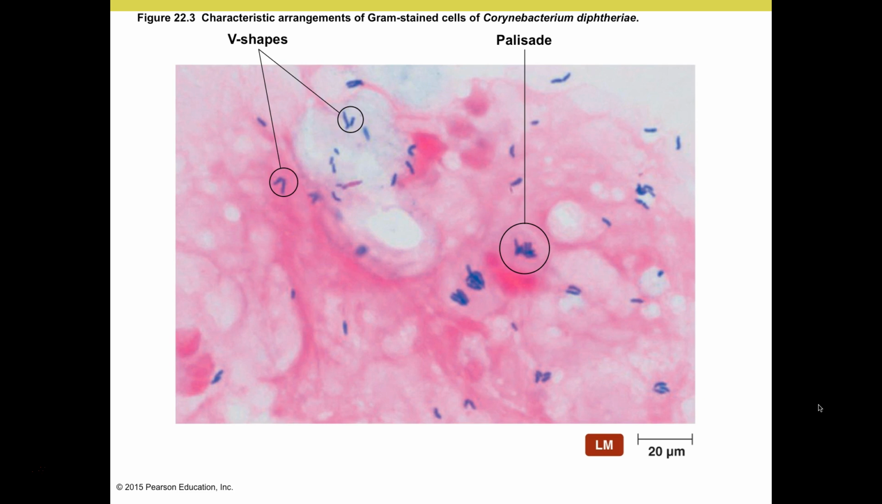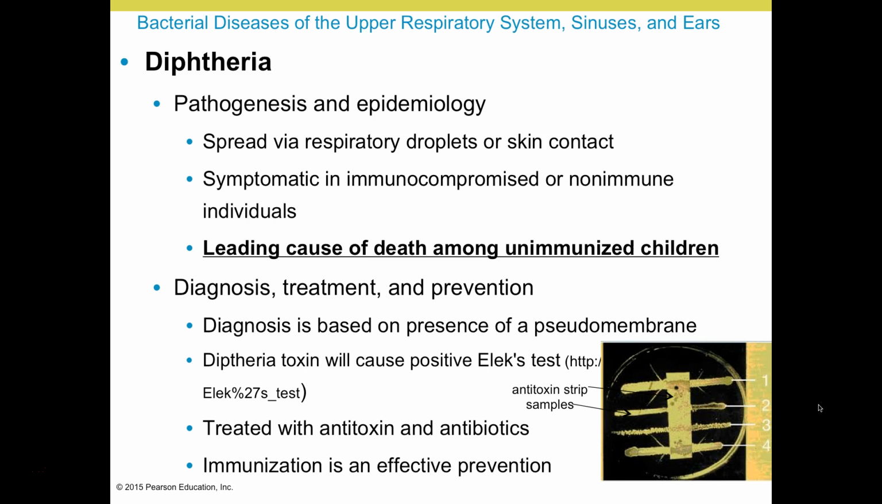This is a gram stain of the Corynebacterium, and as you can see, it's gram positive. Another way to do a diagnosis, they look at the antitoxin samples. When they treat with these antitoxin antibiotics, it gives these presence in the agar plates. This used to be the leading cause of death among unimmunized children.